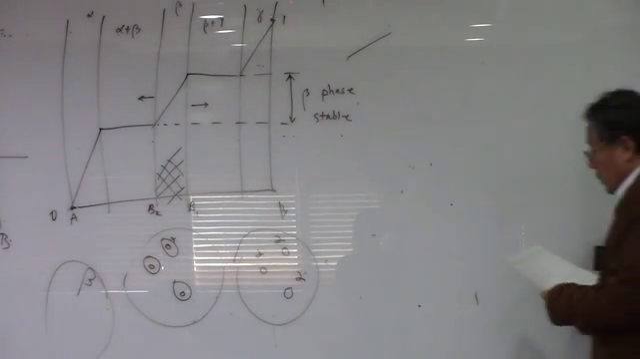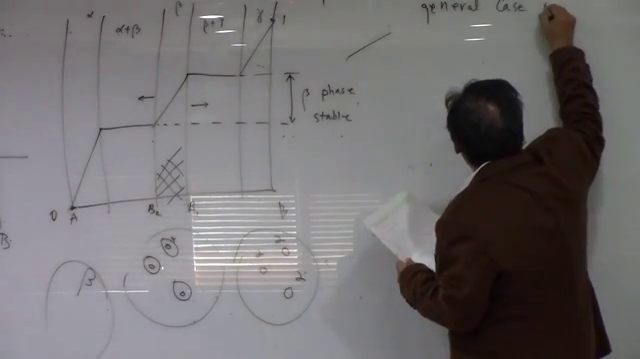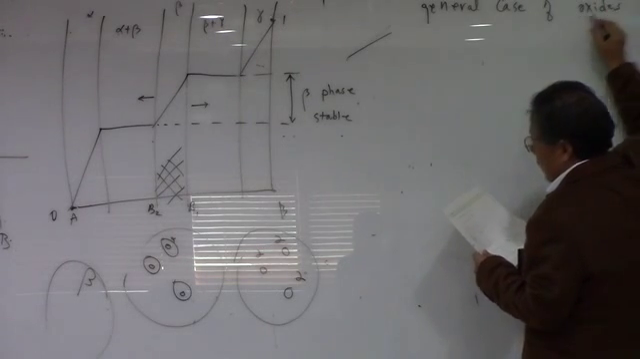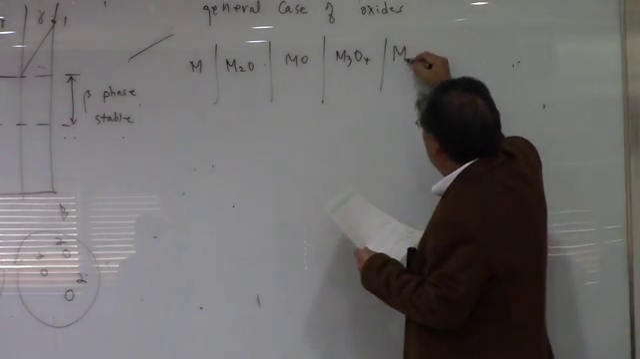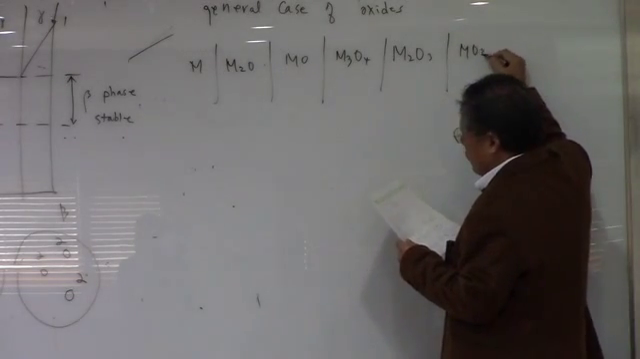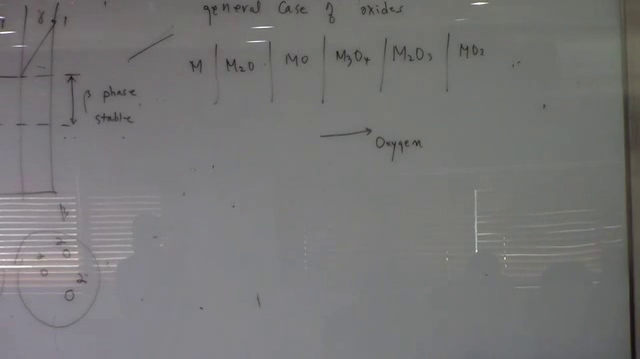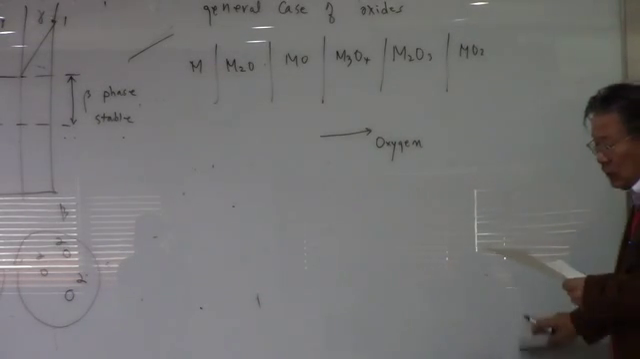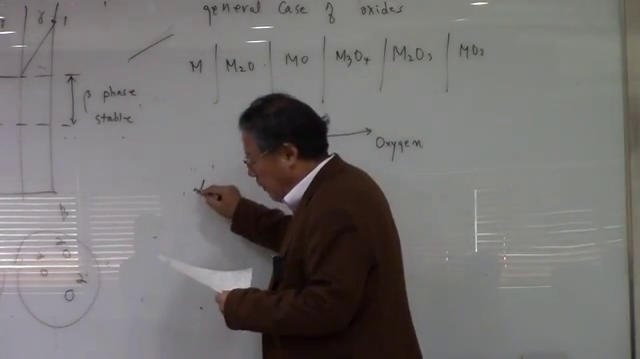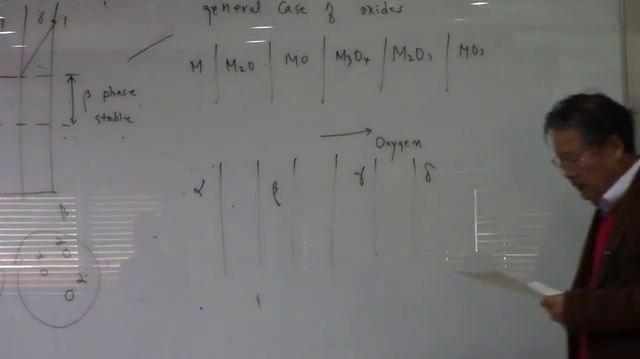Now let me give you some examples. Now, the general case of oxide. If you have a pure M and M2O, MO, M3O4, M2O3, and MO2, okay? As you increase the oxygen partial pressure, which is equilibrated with the metal M, then you're going to have this kind of phase change. Here you have an alpha phase, beta phase, gamma phase, and delta phase, and in between you have two-phase regions all the way, okay?